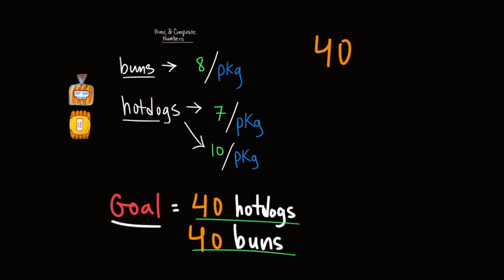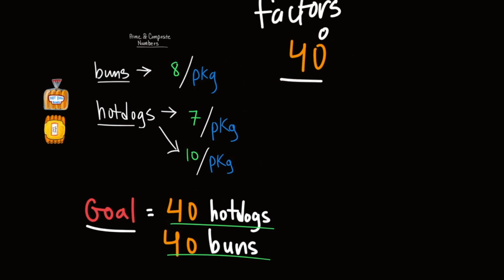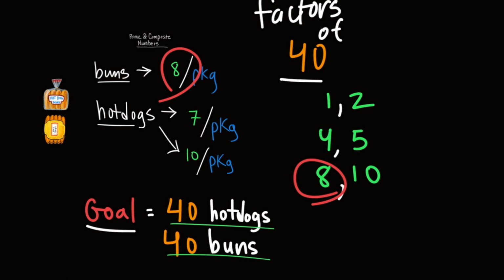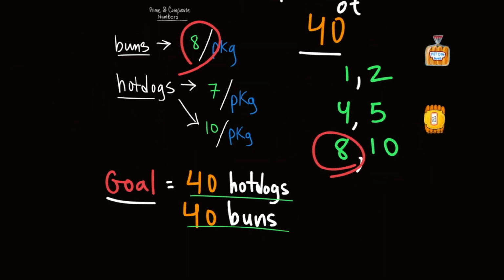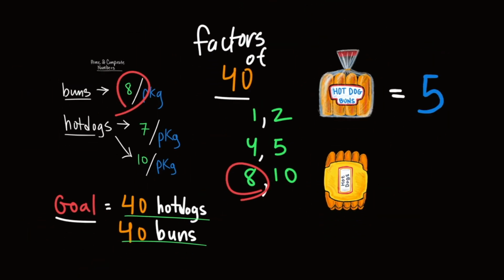Is 7 a factor of 40? Well, we don't know. So let's go ahead and write out all the factors. Factors of 40. And I think we have enough information here. In thinking about how many buns we can get, well, luckily 8 is a factor of 40 and buns come in a package of 8. So we can just get 5 packages of buns because 8 times 5 is 40. We're going to get 5 of those.